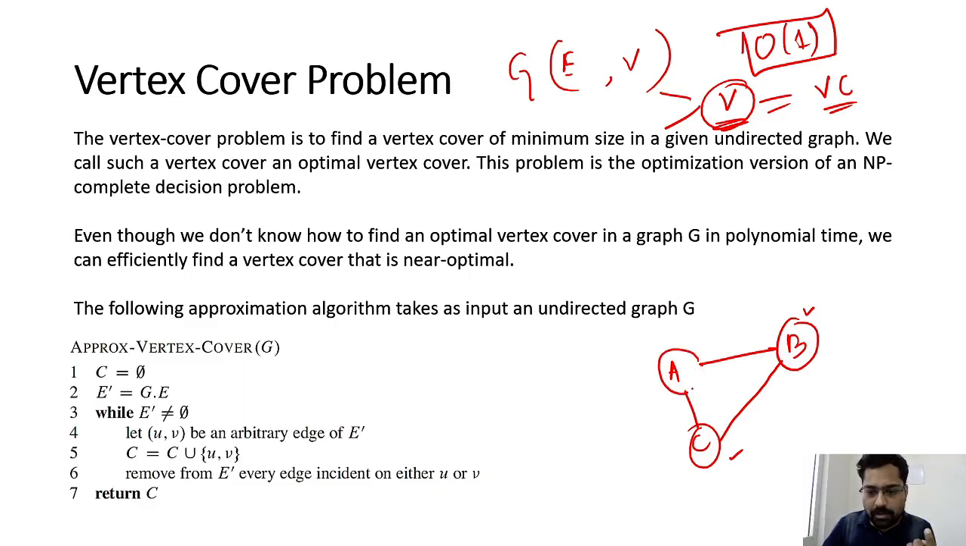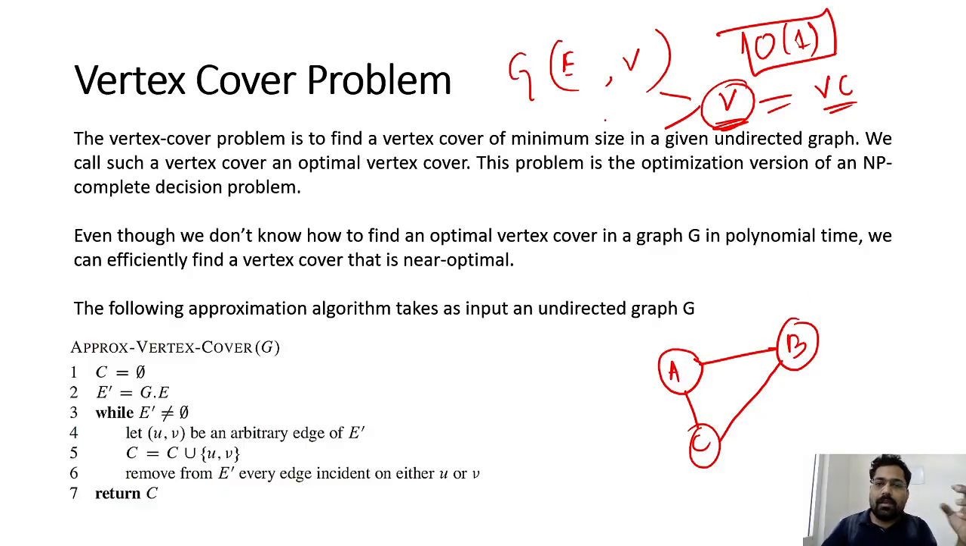Minimum means the number of vertices you select should be less. If I select A, this edge will be covered, and this will be covered. If I select B, this will be covered and this will be covered. Out of these three vertices, if I pick this one, I must cover this one also. So at least two vertices are needed to form a minimum vertex cover. This is exactly what we are targeting to find.